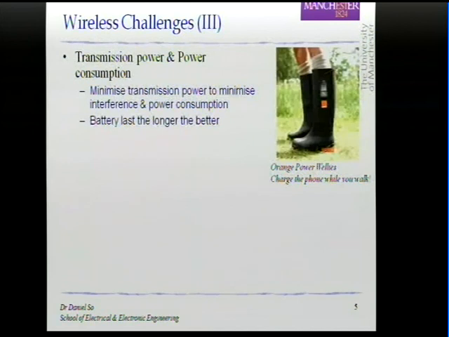Power consumption is another problem. To a certain extent, it's not much of a problem in the base station, because the base station connects to live electricity. However, for mobile phones, you don't want to charge the phone quite often. You want your mobile phone to stay on, to stay connected for quite a long time. And on the right-hand side, there is a picture of a boot. This boot is not a regular boot. What it does is it will charge your battery.